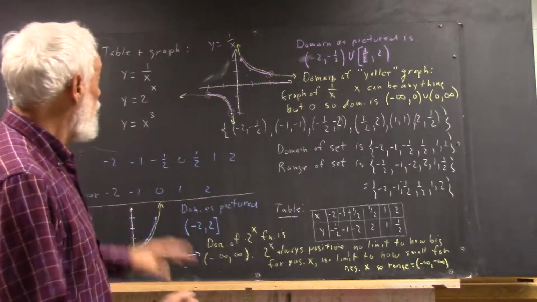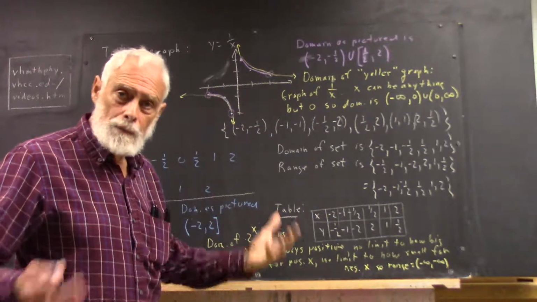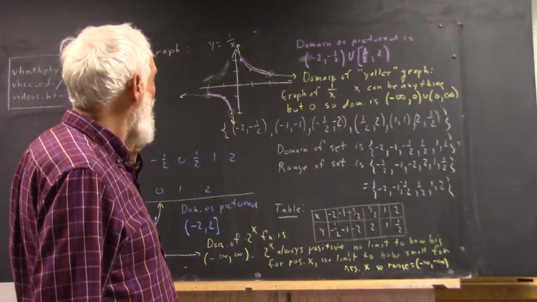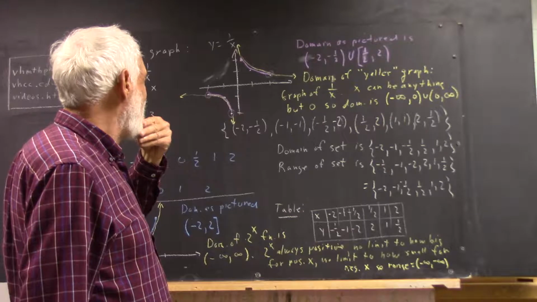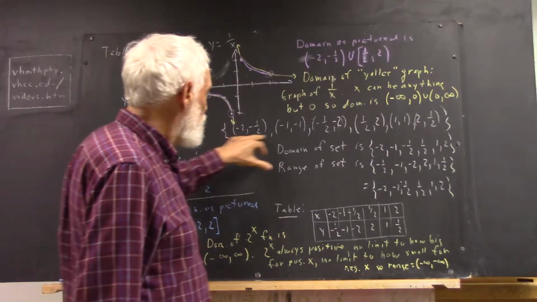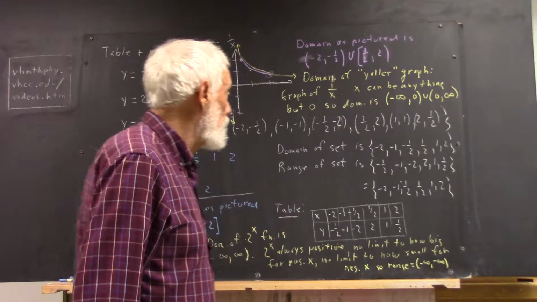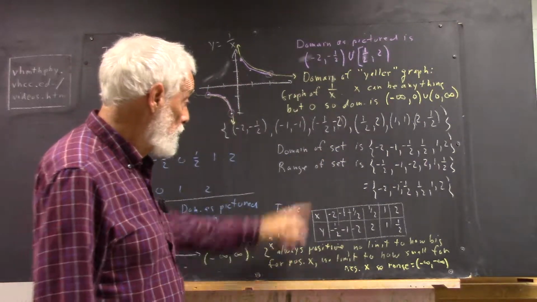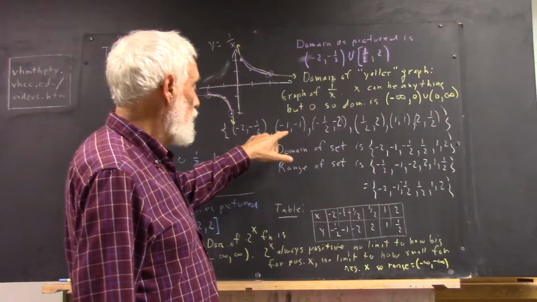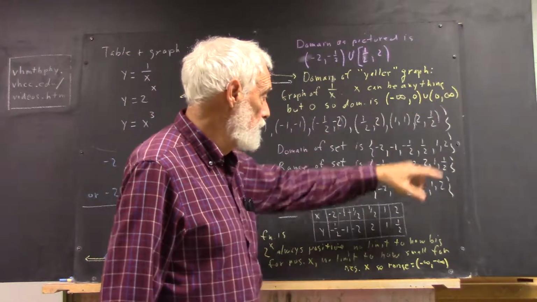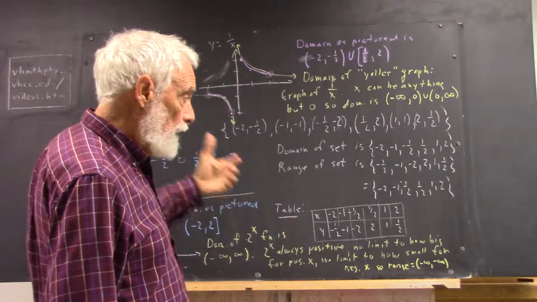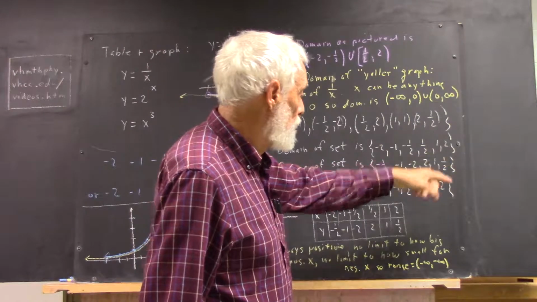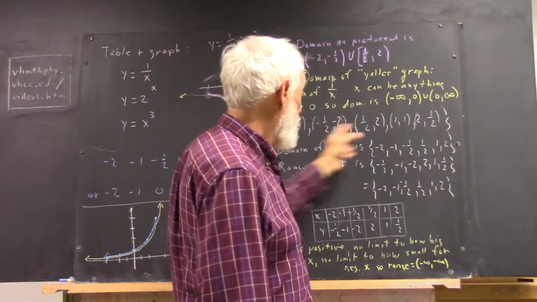Now that's not the entire 1 over x function for all values of x in the domain, but we'll talk about that in a minute. Okay, for this set of points, and this set does constitute a function, the domain of this set is the set of x values, -2, -1, -1/2, 1/2, 1, 2. The range is the set of your y values, -1/2, -1, -2, 2, 1, 1/2, if we write them in the order they appear here.